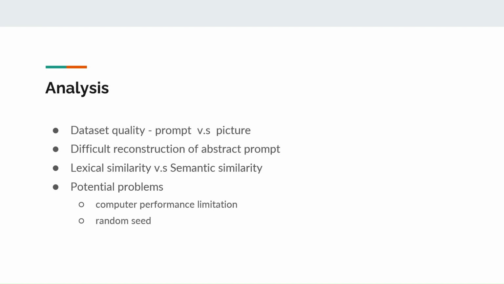Finally, we identified a few potential problems. The process was computationally intensive. Fine-tuning on 4800 images took 26 hours. Memory constraints also prevent us from using more advanced models, and the inherent randomness of the image generation can make image similarity comparisons less reliable.